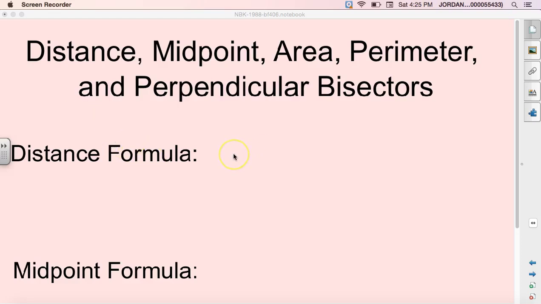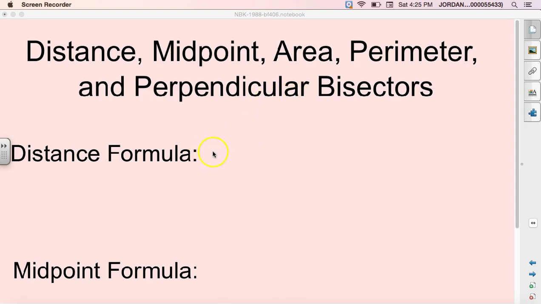Alright guys, so today we're going to be talking about some things you're probably familiar with from Algebra 1 or even middle school. The distance, midpoint formulas, and then how to find area and perimeter. And we'll probably do a different video for perpendicular bisectors. So first, let's review what the distance formula is.